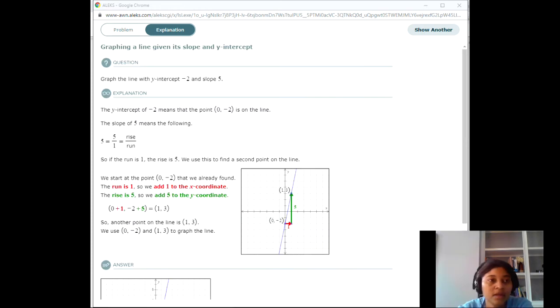Line given its slope and y-intercept. Graph the line with y-intercept -2 and slope 5. Keep in mind that we've already stated that if it's already giving you the y-intercept, and they have here a -2, and they did not give us the x, then we automatically know that it's going to be 0. So for the first set of points we'll be looking for will be 0 and a -2.